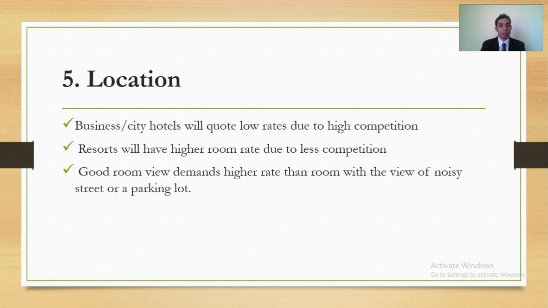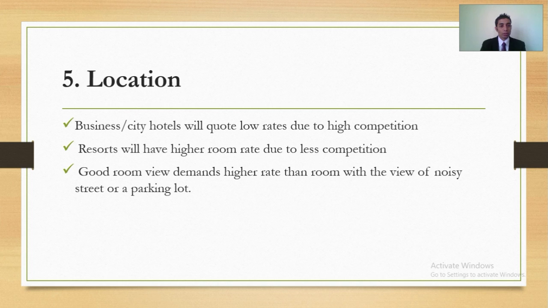Now resorts will have higher room rate due to less competition. Obviously resorts, those resorts which are located in jungles or desert or away from the city, they will obviously quote a higher room rate due to less competition, and they will obviously target the guest with higher income who can afford to pay the higher room rate.